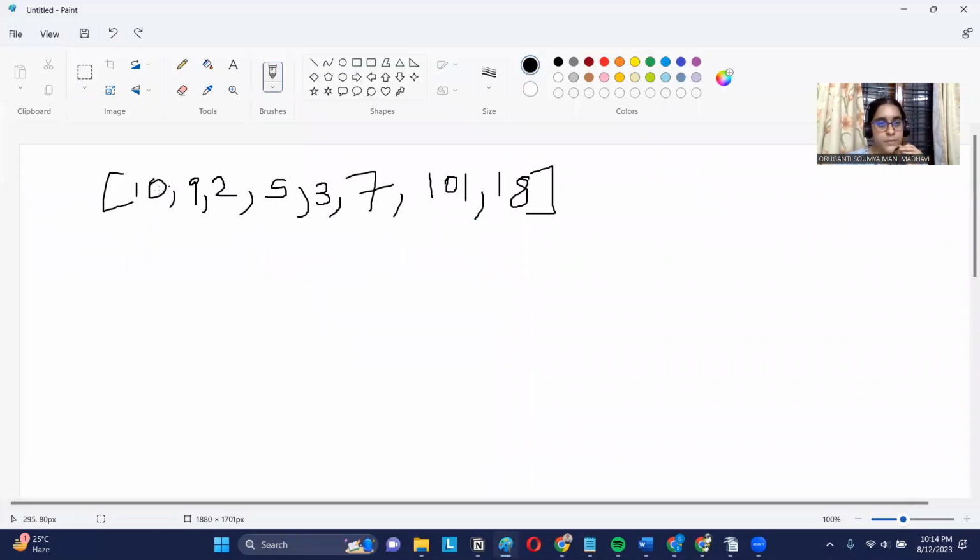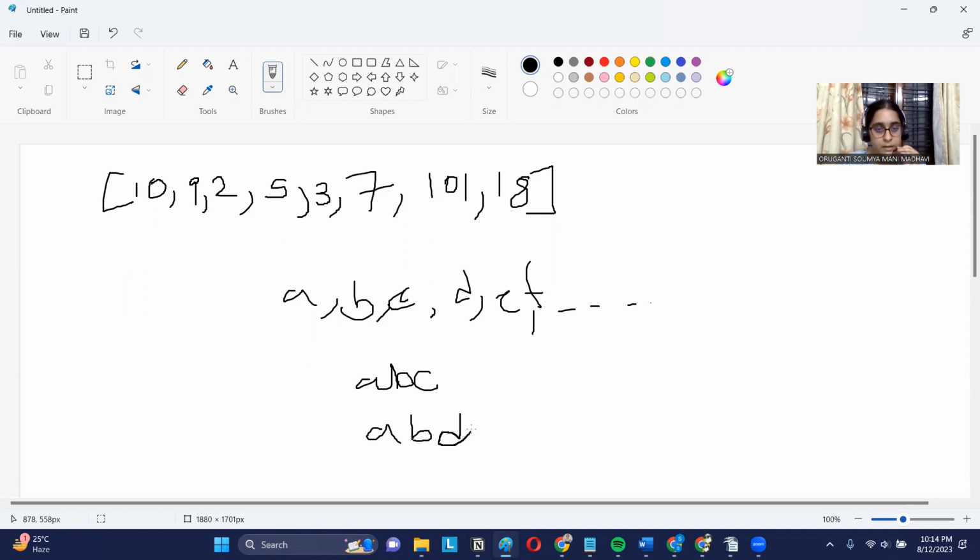Here we have the numbers, one of the examples, 10, 9, 2, and so on. So a longest increasing subsequence. A subsequence is anything. Suppose we have a sequence A, B, C, D, E, F, and so on, then a subsequence is A, B, C, or it can be A, B, D, or it can be B, D, F. But C, A, B, for example, would not be a subsequence. So basically here the order matters.